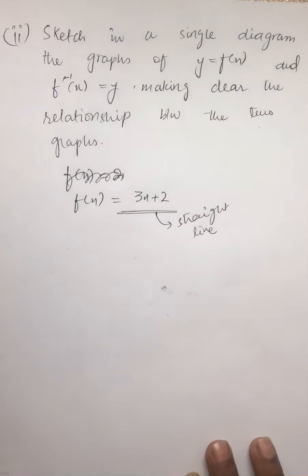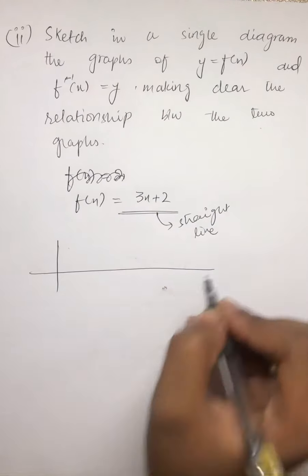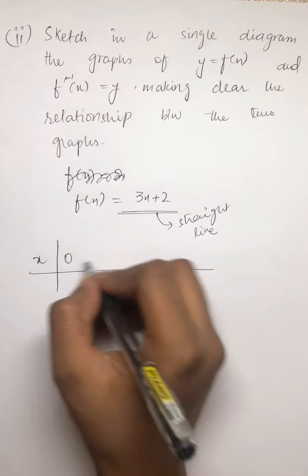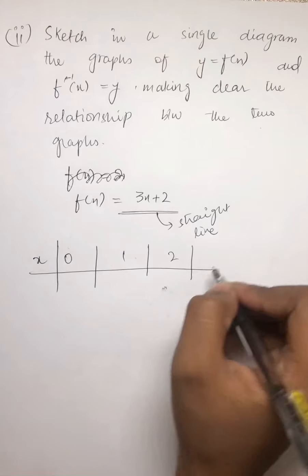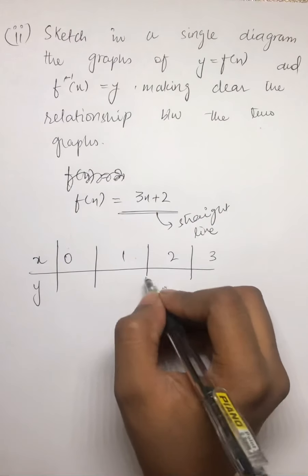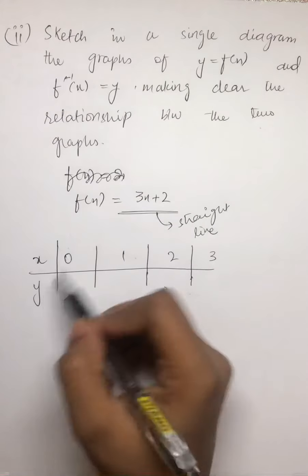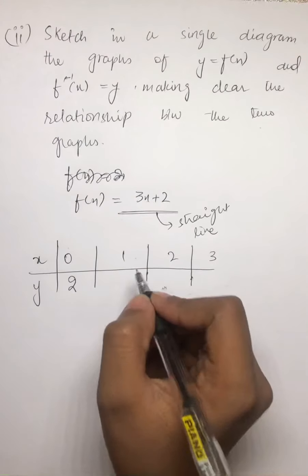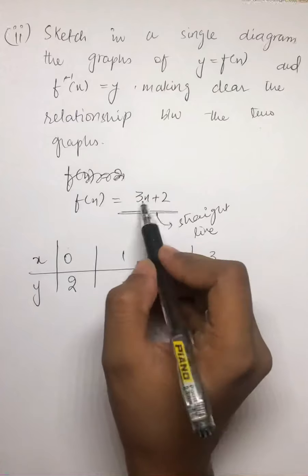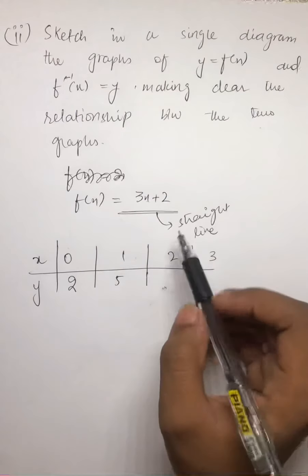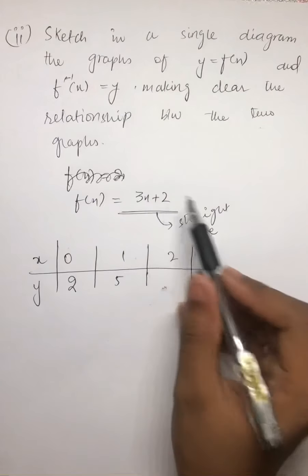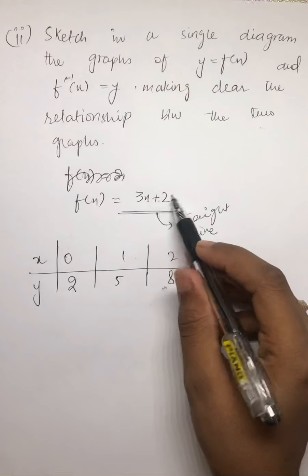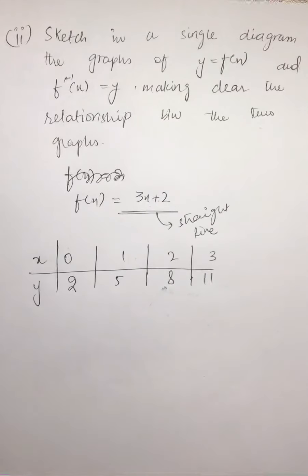So let's make a graph by taking our own values. X would be 0 to 3: 0, 1, 2 and 3, and now I am going to evaluate the values of y. If we put 0 here, we get 2. If we put 1 here, I get 5, and then 3 times 2 is 6 plus 2 is 8, and then 3 times 3 is 9 plus 2 is 11.